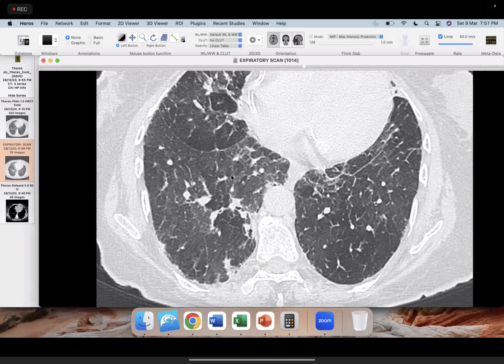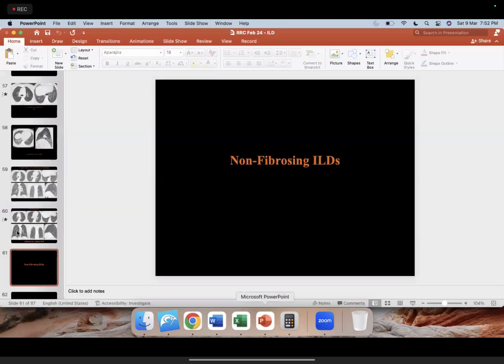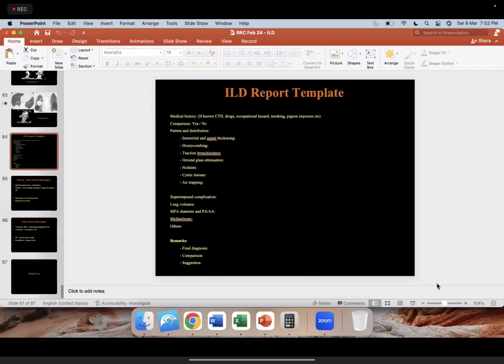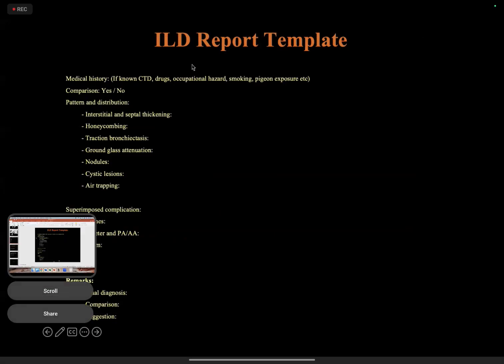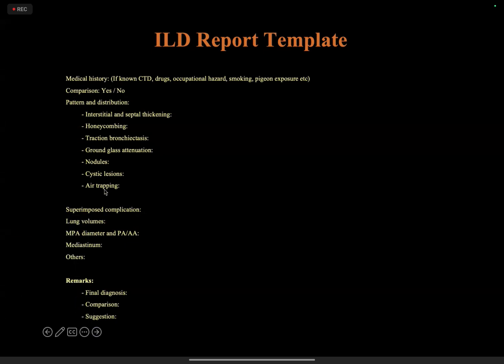Then, can you share a structured reporting format for ILD? Yes, I have shared it in other sessions also. Let me see if this is the dictation. Yes, I have the one, and this is the PPT that I already opened. So this is the typical structured reporting template where we document the medical history, comparison or not, pattern, distribution, all these 7 parameters that we discussed. And also there are points like superimposed complications.